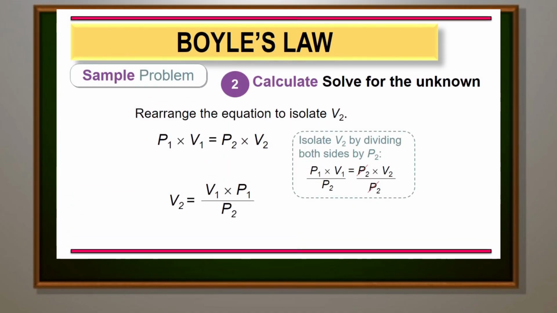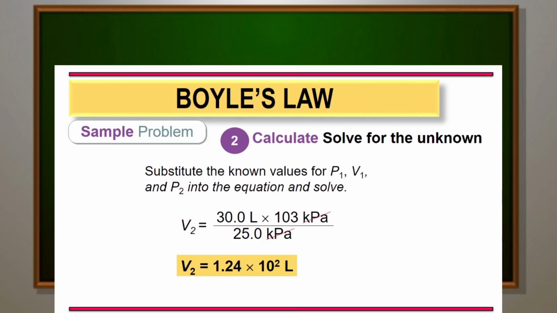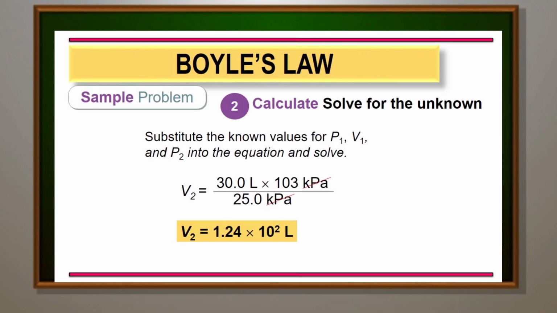2. Calculate, solve for the unknown. Isolate the final volume by dividing both sides by the final pressure. Now substitute the known values for initial pressure, initial volume, and final pressure into the equation and solve. The final volume now is equal to 1.24 times 10 to the power of 2 liters.